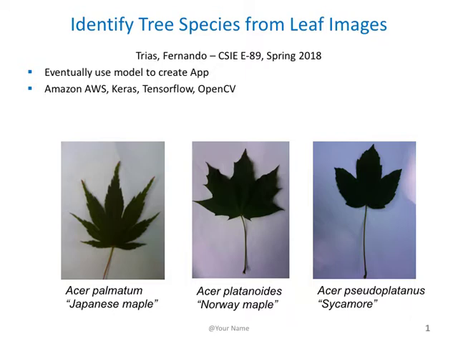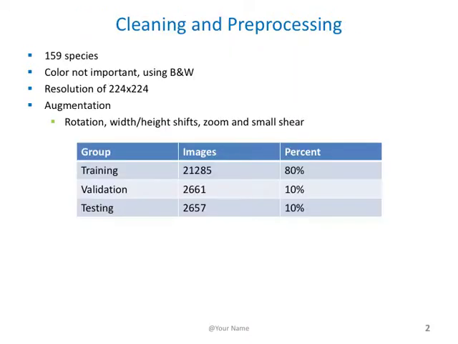Hi, my name is Fernando Trias, and I'm going to try to identify tree species based exclusively on leaf images. My training set included 159 species. I looked at the images as black and white, resolution of 224, and I added augmentation because I just didn't have enough images. I reserved 80% for training, 10% for validation, and 10% for testing.